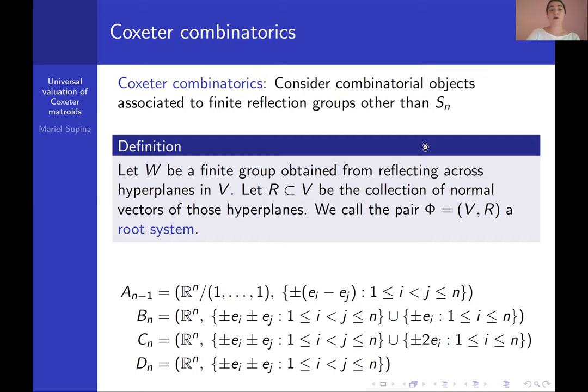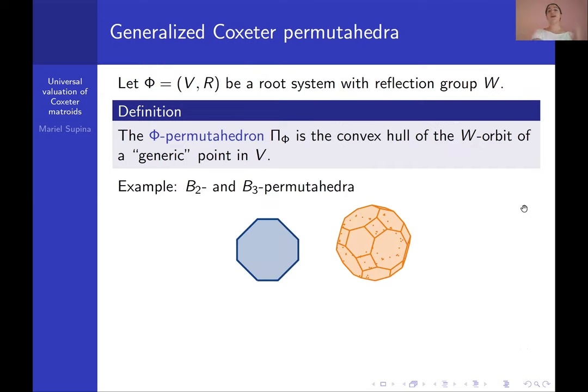So analogous to the generalized permutahedra, I can define generalized Coxeter permutahedra. For a root system Φ, I'll define the Φ-permutahedron to be the convex hull of the reflection group orbit of a generic point in V. Here, a generic point just means that it doesn't lie on any of the hyperplanes in the reflection group. Here are two examples: the B2 and the B3 permutahedron.